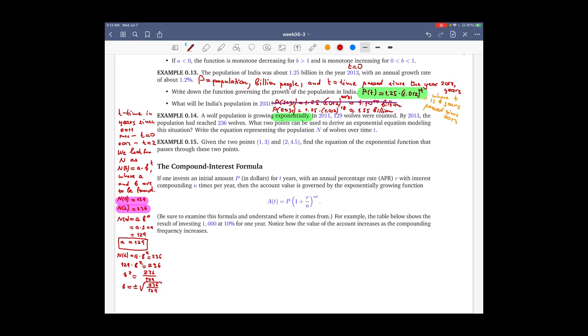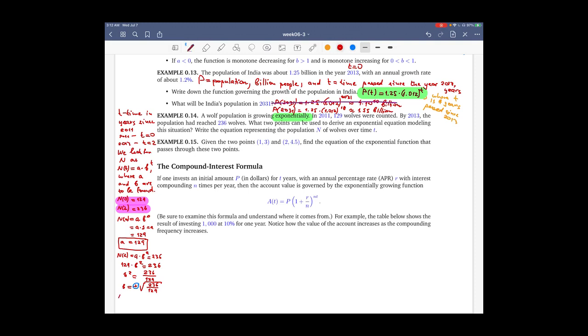Now, should we take a positive square root or a negative square root? Of course, we take the positive square root because remember the base of an exponential function has to be positive and different from 1. So we take the positive square root. B is positive square root 236 over 129.